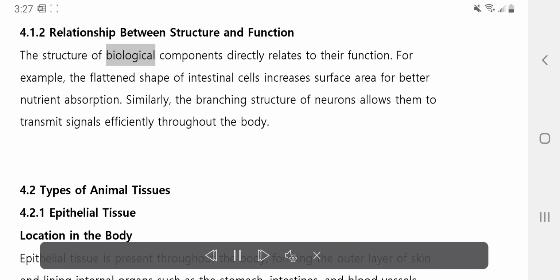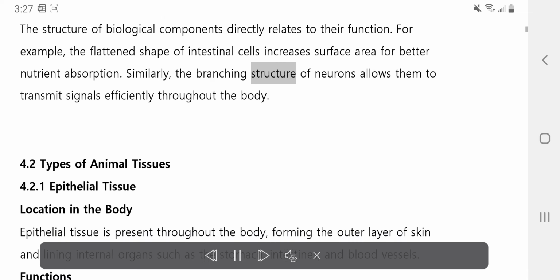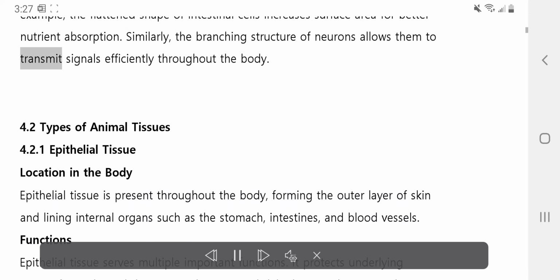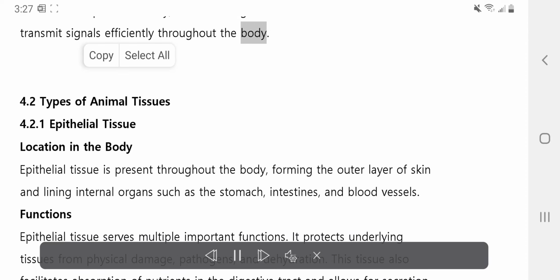The structure of biological components directly relates to their function. For example, the flattened shape of intestinal cells increases surface area for better nutrient absorption. Similarly, the branching structure of neurons allows them to transmit signals efficiently throughout the body.